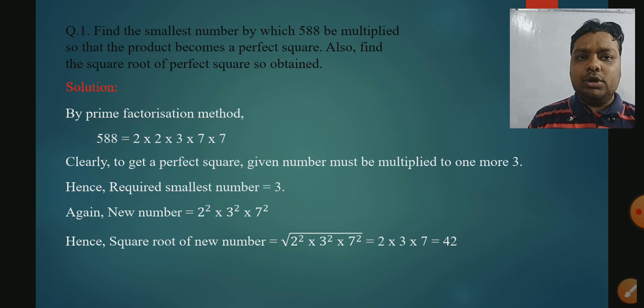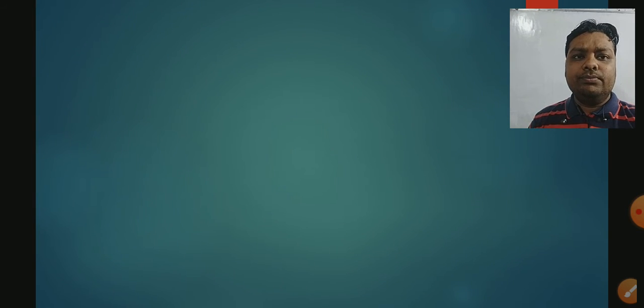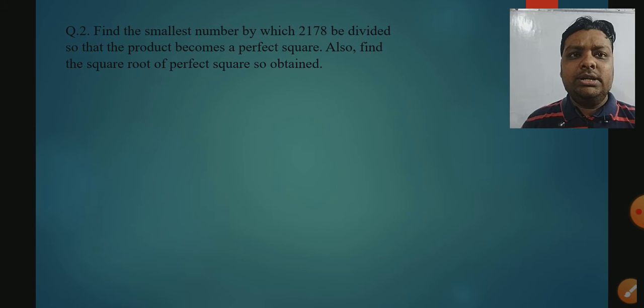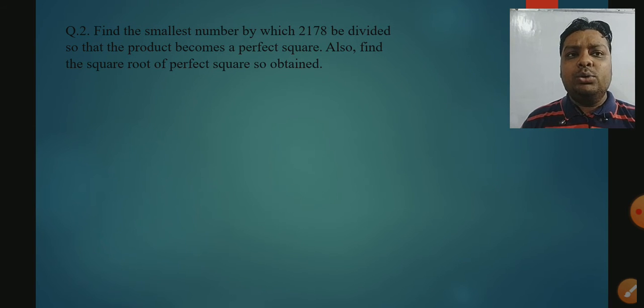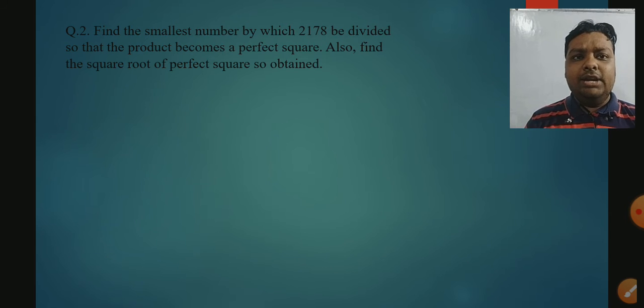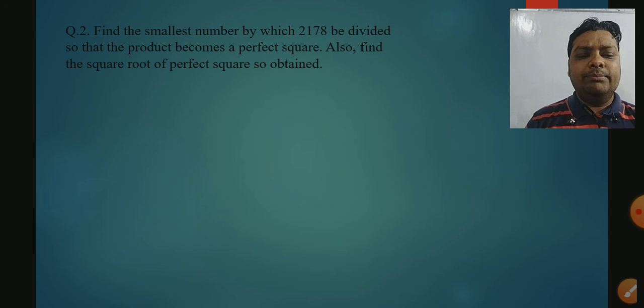Okay students, so I hope that you all have understood. Now let's see another question. This time we have to find the smallest number by which 2178 should be divided to become a perfect square. In the previous question we multiplied by the smallest number, and here we have to divide by the smallest number. The rest is the same.